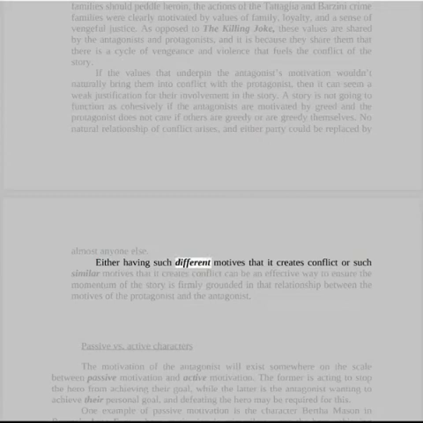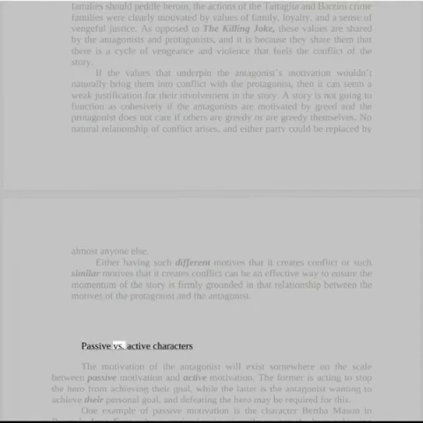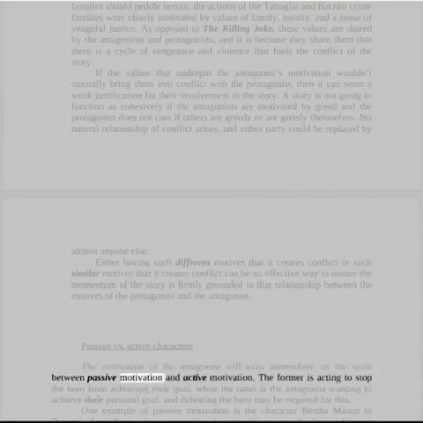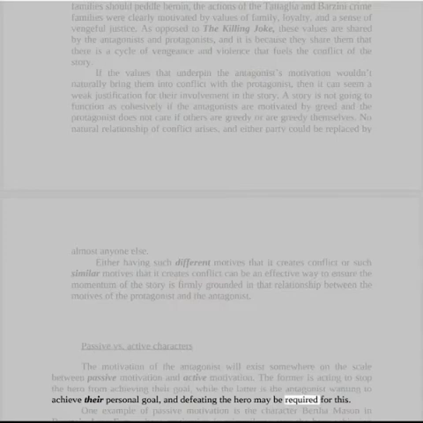Either having such different motives that it creates conflict or such similar motives that it creates conflict can be an effective way to ensure the momentum of the story is firmly grounded in that relationship between the motives of the protagonist and the antagonist. Passive versus active characters. The motivation of the antagonist will exist somewhere on the scale between passive motivation and active motivation. The former is acting to stop the hero from achieving their goal, while the latter is the antagonist wanting to achieve their personal goal, and defeating the hero may be required for this.